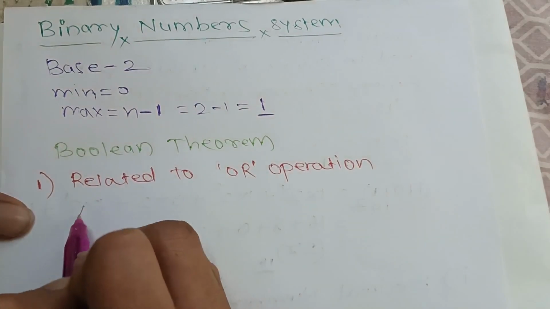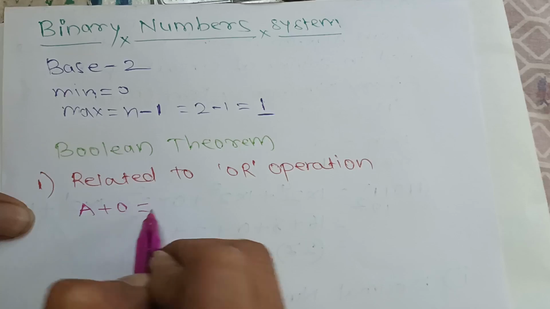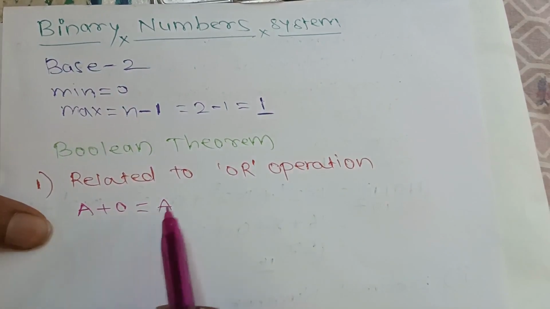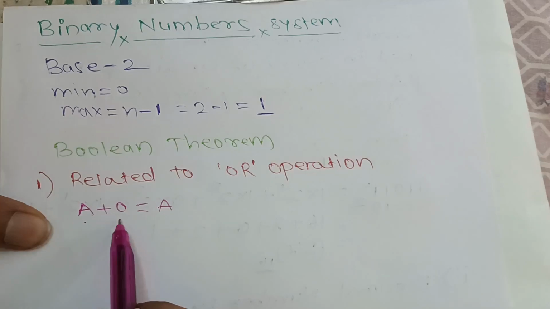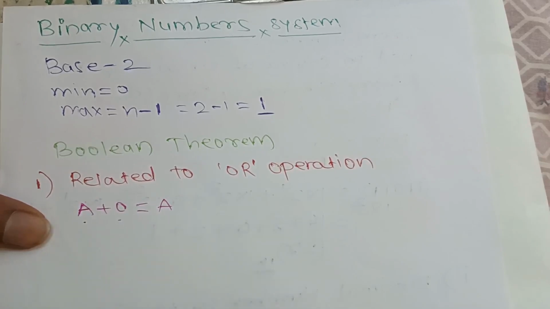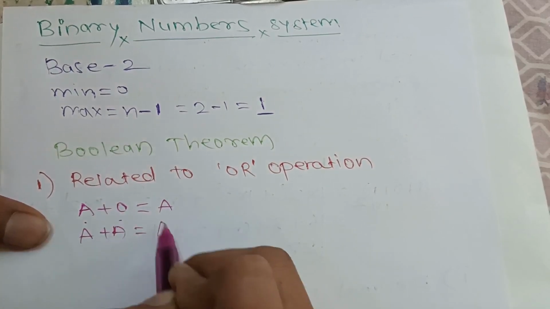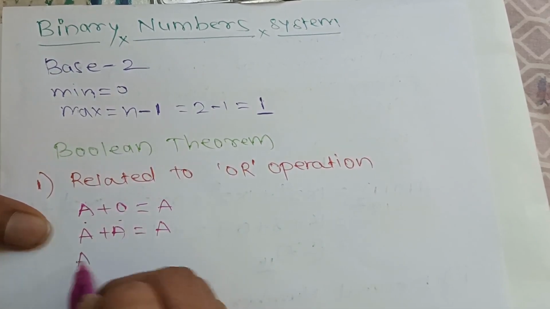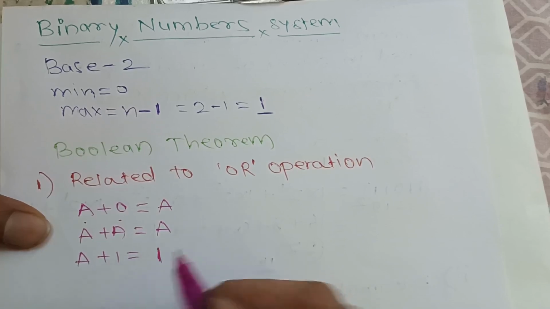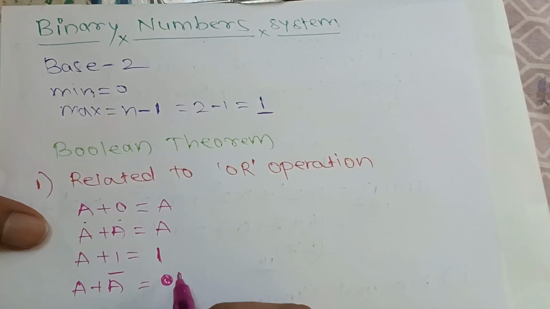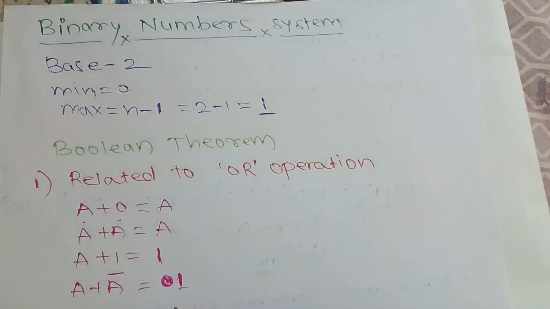So first one says that a plus 0 is going to be a, where a is nothing but a variable. It is going to take a possible value of 0 or 1. Okay, a plus 0 is going to be a. We'll see one by one the theorems related to the OR gate, but let's mention those first. Next, a plus a is going to be a. Okay, next one, a plus 1 is going to be 1. Next one, a plus a bar is going to be 1. Okay, these are the theorems related to our OR gate.